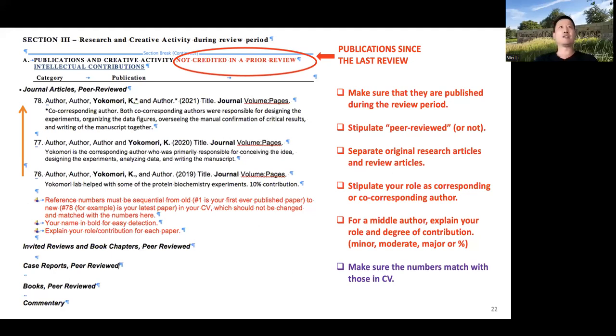Because my CV is from 1 to 200, in that order, I need to reverse everything manually. Wait, so in your CV, the newest one is number 1? Yes, in my CV, the newest one is number 1.